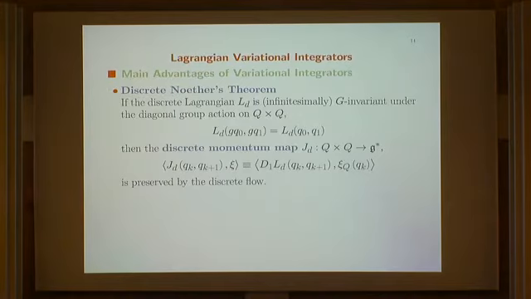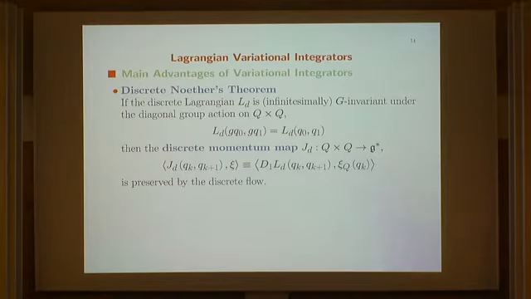Okay, so let me say a little bit about why you might want to construct numerical methods in this way. There are two main motivations, one of which is its connection with what is known as Noether's theorem. Noether's theorem gives you a relationship between symmetries of a problem and conservation laws. And there's a discrete analog of that.